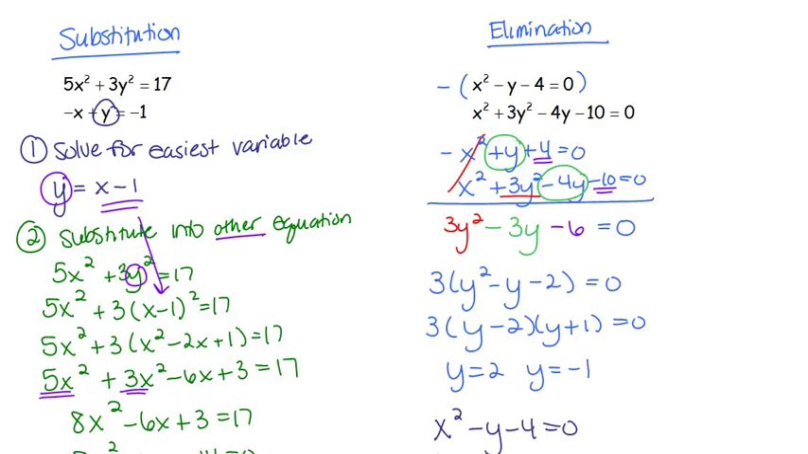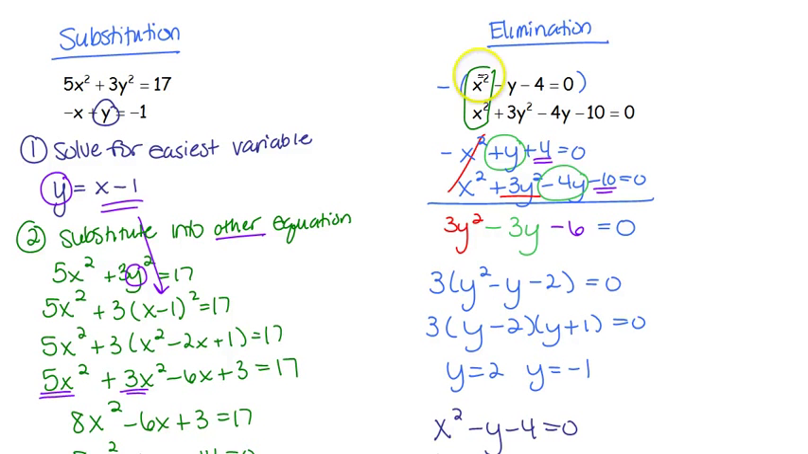Alright, so let's check our very last one. I eliminated the x's. The reason why I chose to eliminate the x's and not the y's is because the x's only had x squared. The y's had y squareds and y's, so you wouldn't have been able to eliminate your y's. So you've got to eliminate the x's.